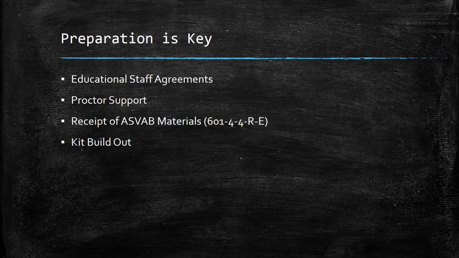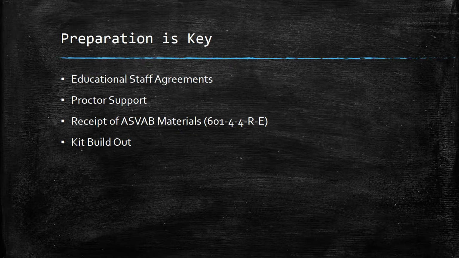Now, when you put the information on the 601-4RE, you can put it in sequential order. That's fine. It should be that way in the first place. But when you actually get ready to distribute or build your kit, you should rotate your test booklets.